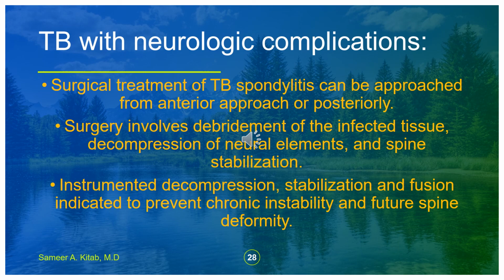So posteriorly we can go posterolaterally, an extracavitary approach, and we can approach the vertebral body with removal or decompression of neural elements. We can put a cage or bone graft anteriorly through our posterior approach, and we can stabilize the spine multi-level. For example, we can use 2 levels above and 2 levels below stabilization, all from a posterior approach. So surgery involves the debridement of the infective tissue, decompression, and spine stabilization.